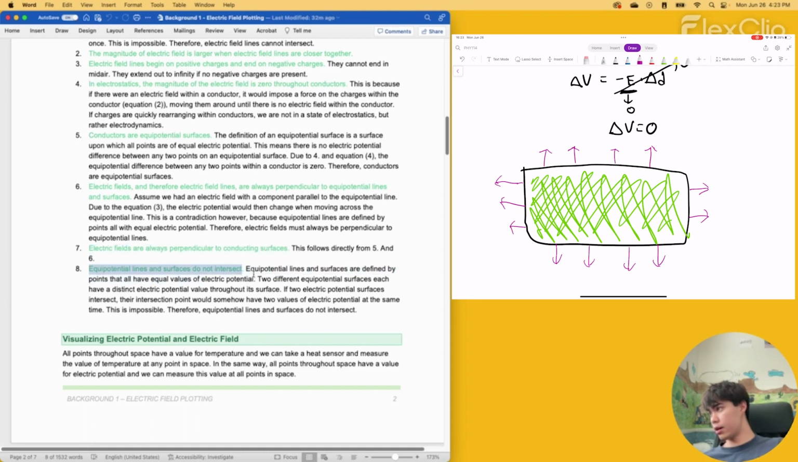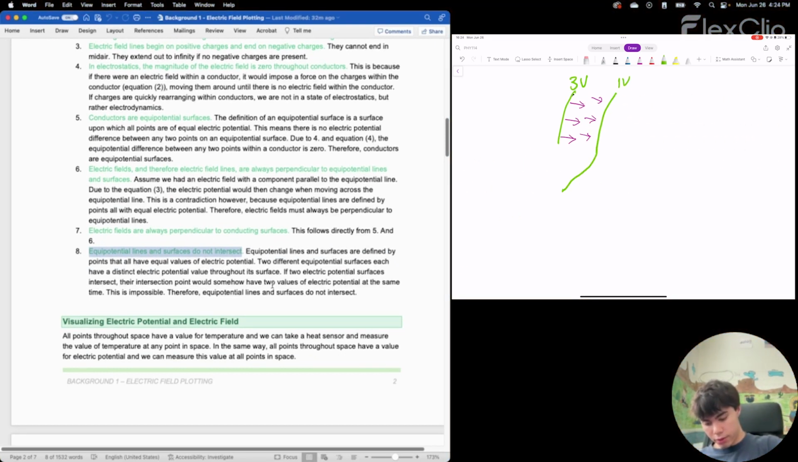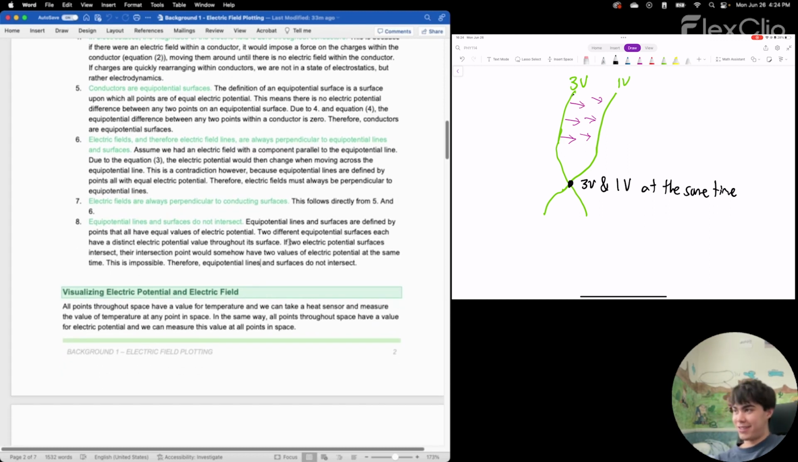Equipotential lines and surfaces do not intersect. This should make lots of sense. If our 1 volt equipotential line intersects our 3 volt equipotential line, then at this point of intersection, it is 3 volts and 1 volt at the same time. This is impossible. It's the same thing. You cannot have 5 fingers and 6 fingers. You can only have 5 or 6 on the same hand. You won't have 5 and 6 fingers at the same time, unless you're talking about while your finger is getting chopped off.